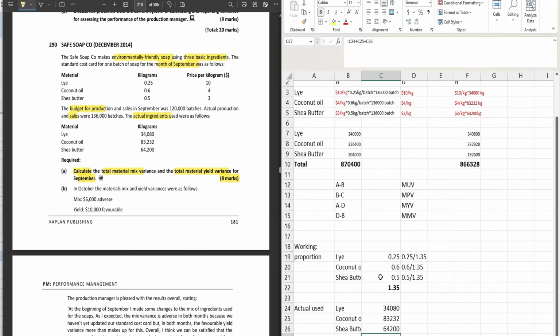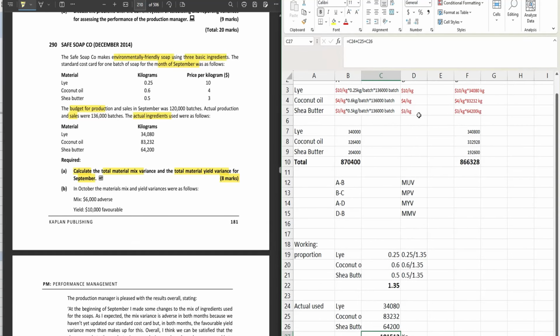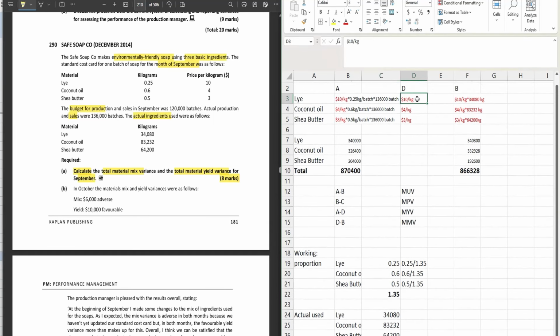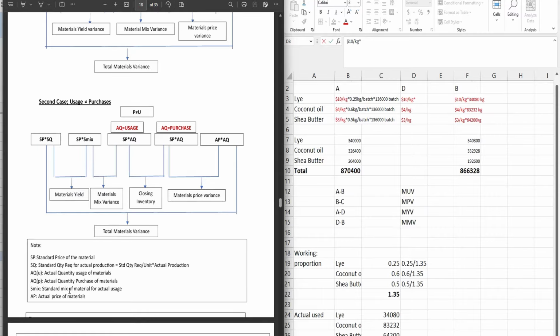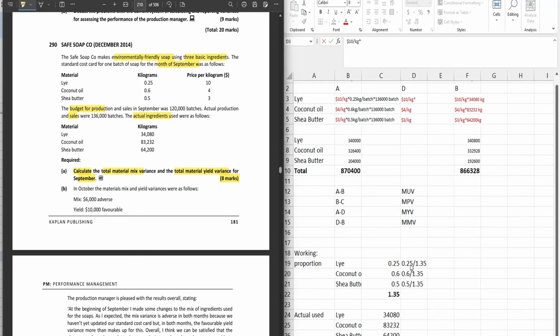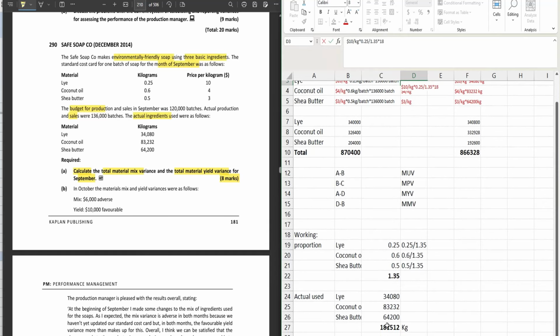So now for standard mix, just listen to me carefully. We will take the standard proportion. Remember what I said? Standard mix or standard proportion of material for actual uses. Standard proportion means this fraction that we have calculated here. So that is 0.25 divided by 1.35. And actual uses is your 181,512. So this will be your figure in kg.